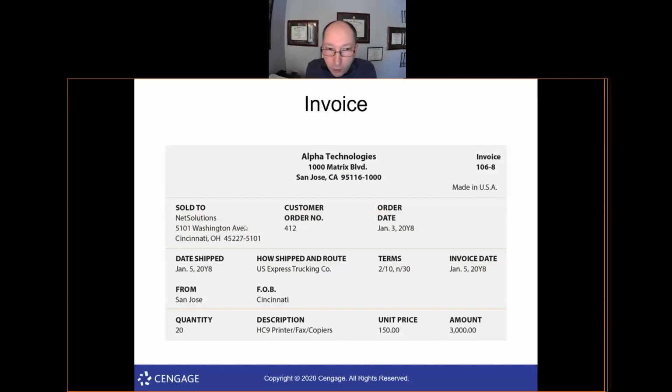Here's an example of an invoice. It'll have the name of my supplier. It'll have my company's name under sold to, the order number, the date that I ordered it, the date they shipped it to me, how it was shipped, what the terms are to pay it, the invoice date, and where it came from. If it's FOB, we're going to talk about the shipping stuff. It shows how many I ordered, what it was, the unit price for each one, and the total amount. Now, a couple of things I want to point out to you on this invoice.